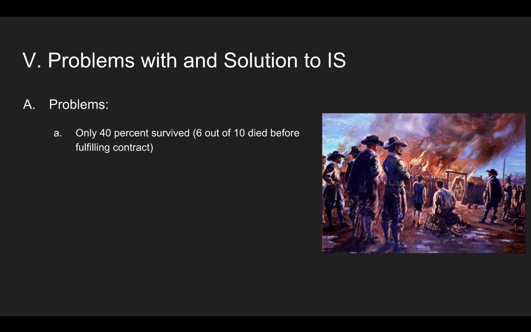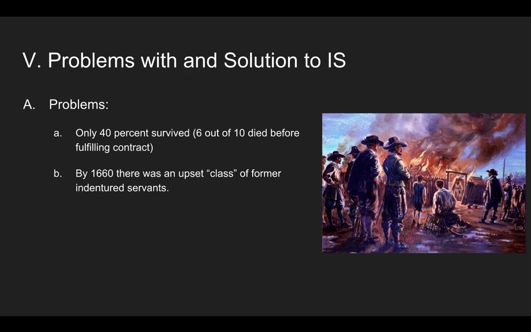So, problems. Only 40% survived. Of all the indentured servants, only 40% survived. That means 6 out of 10 died before even fulfilling their contract, mainly from disease, because there wasn't modern medicine at the time, or from malnourishment. So it was really tough living. It wasn't a very reliable source of labor if 6 out of every 10 people coming over are dying before they even fulfill their 5 or 7 year contract.